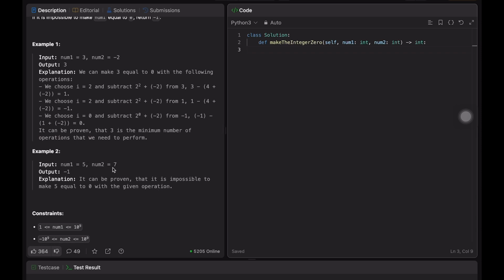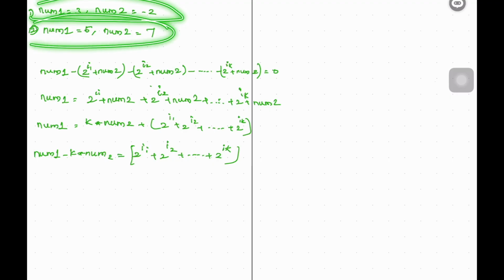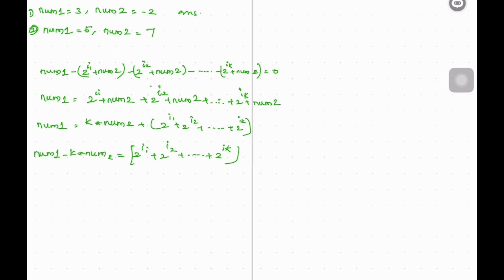In the second example, num1 is 5 and num2 is 7. They have given the return as minus 1, because it can be proven that it is impossible to make 5 equal to 0 by following the condition 2 power i plus num2. Now just take a look at how we are going to approach the solve. These are the two examples that they have given. Here the answer is 3, here the answer is minus 1.